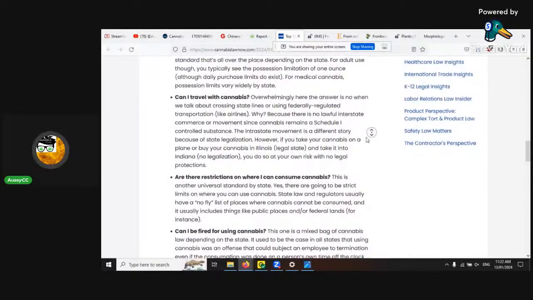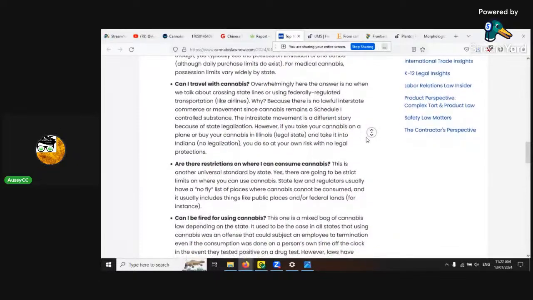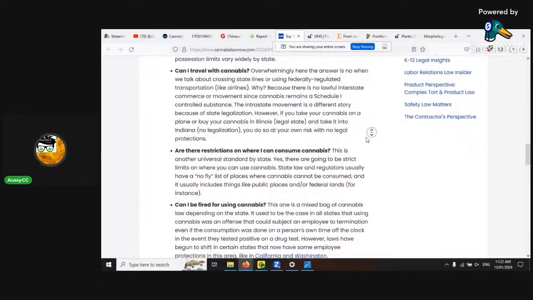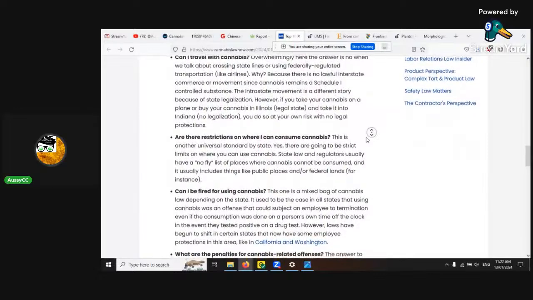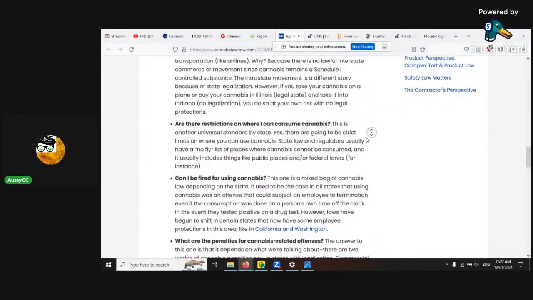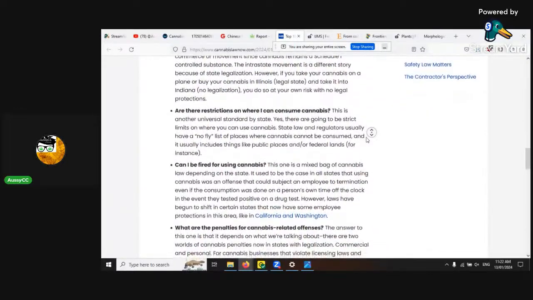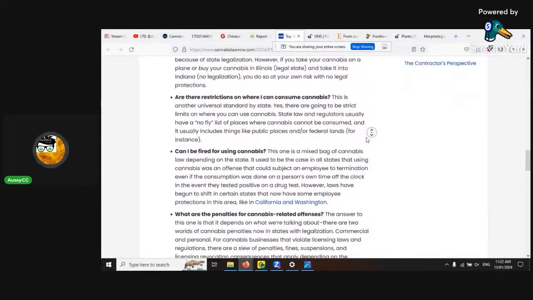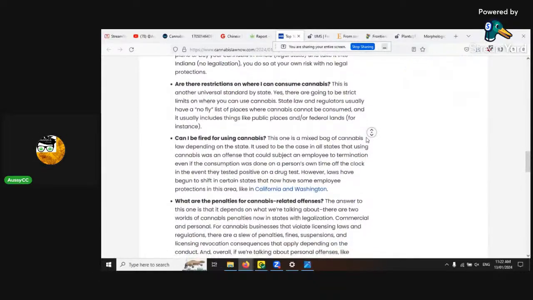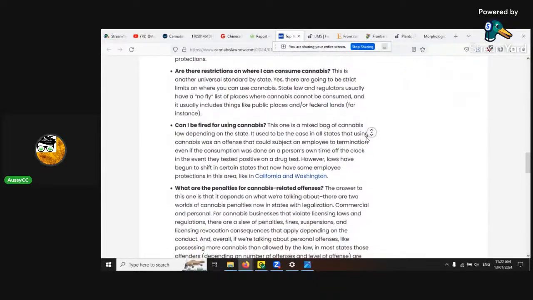It's saying here in the States, you can't drive across borders with it. But here in Australia, you can just have your prescription thing. You can have it in your prescription barrel. Don't have it smelly and stuff. Other restrictions on where you can consume it? Not really. It says just in general, no public places.